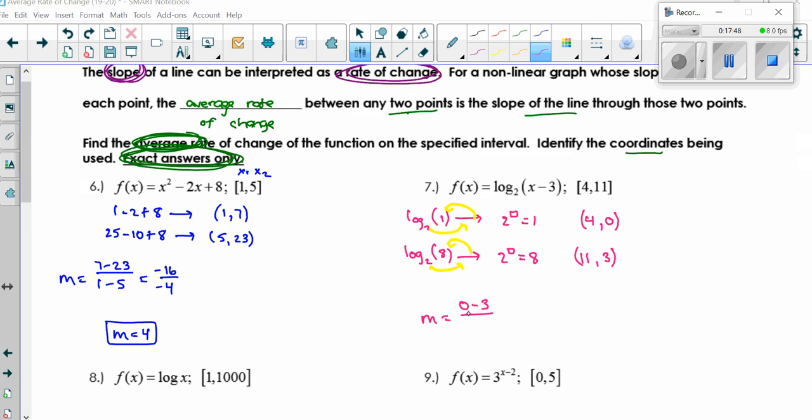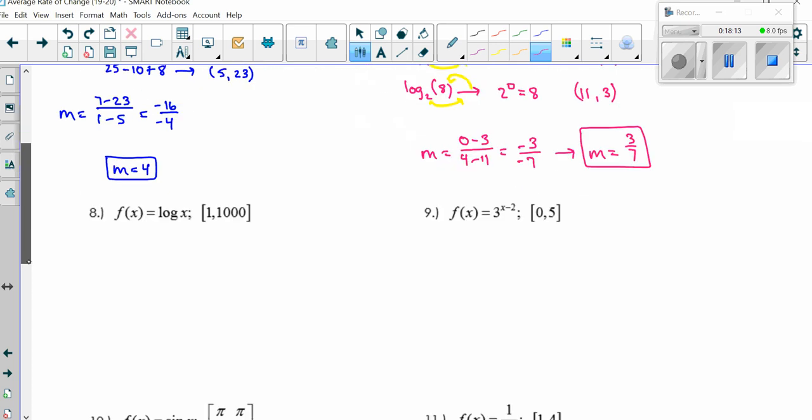All right, and then it's going to be, let's see, 4 minus 11. So that's going to give us negative 3 over negative 7, which means that my slope is 3/7. Okay, and then just remember that we always want to state m equals. All right, let's try another one.